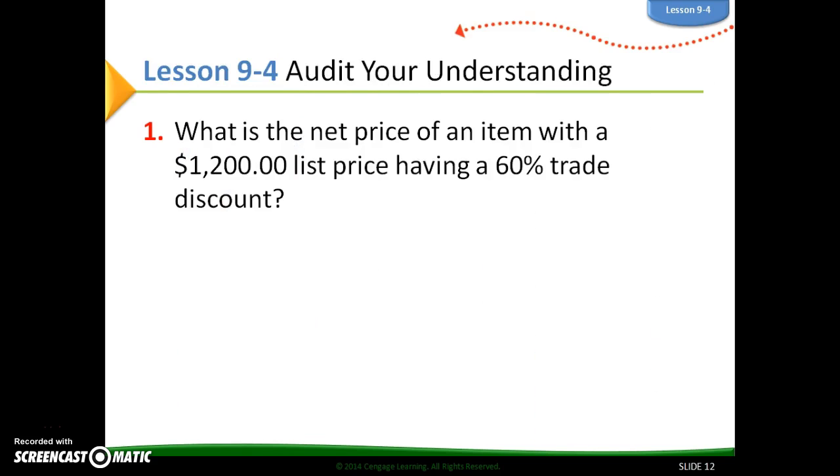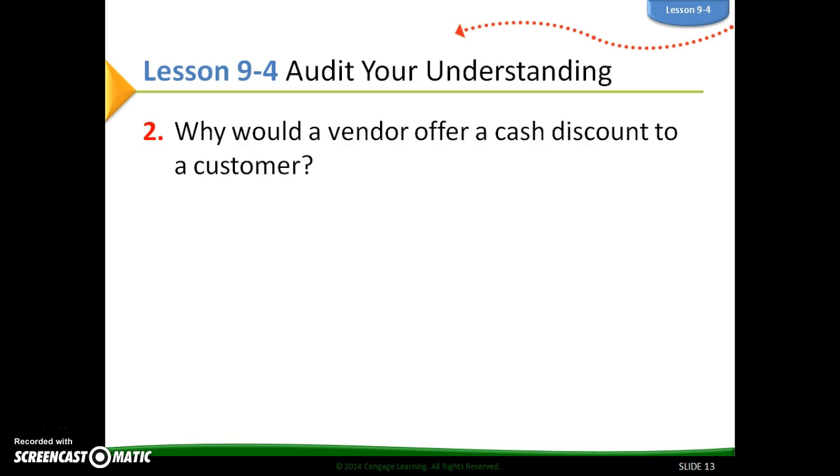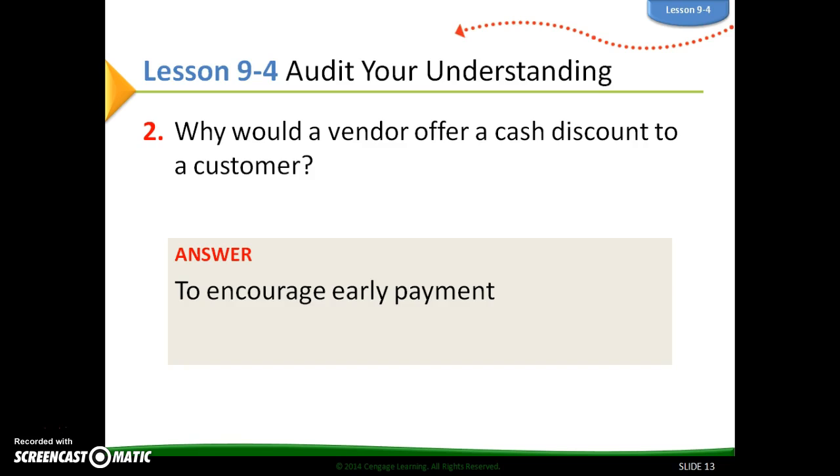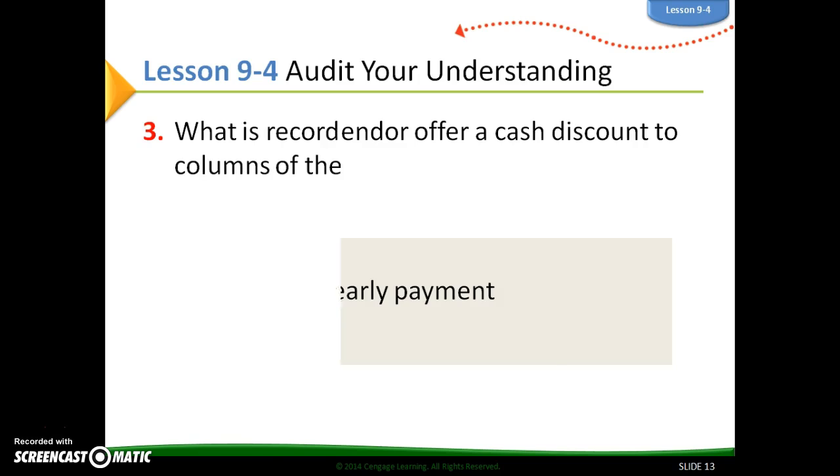So let's go ahead and do the other understanding questions. First of all, what is the net price of an item that has a $1,200 list price but a 60% trade discount? Remember, you're going to take 60% off of that list price to get to the net price. Why would a vendor offer a cash discount to a customer? The reality is, if you want people to pay quickly so that you have cash on hand to do other things. So, encourage early payment and receive the funds early. You might have other plans for that cash.